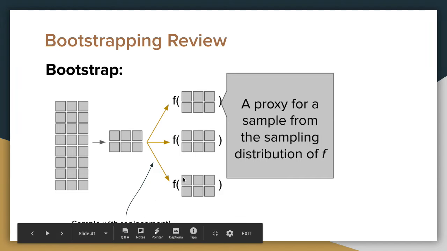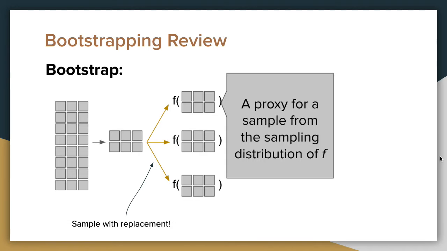As a test of your understanding, why do we want to sample with replacement when we do Bootstrap sampling? Anyone can just shout it out. Yeah, exactly. If you sample without replacement, then you're essentially just choosing the exact same sample over and over again. You want to have some chance of getting different samples from your original sample, and the only way you can do that is if you sample with replacement. Any questions about the Bootstrap process or sampling with replacement?